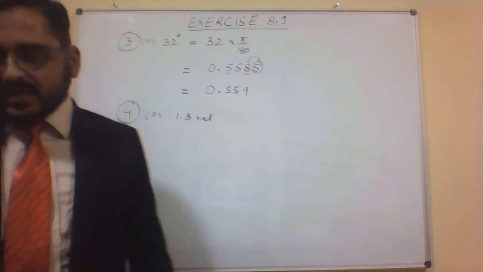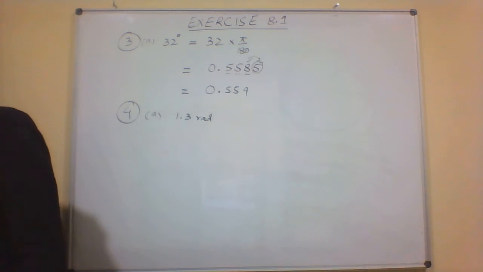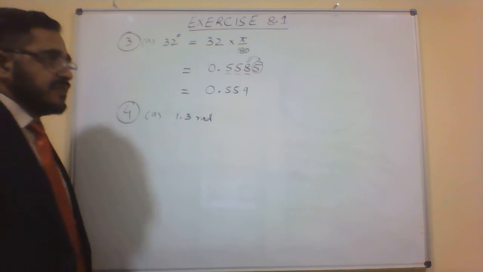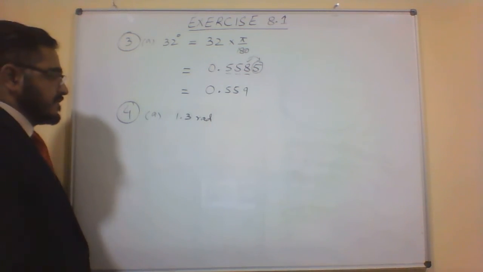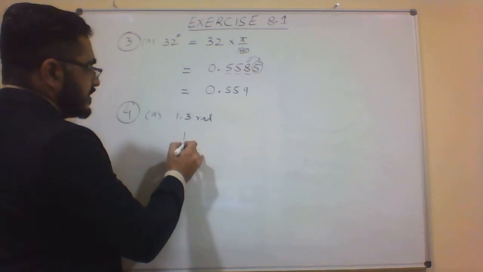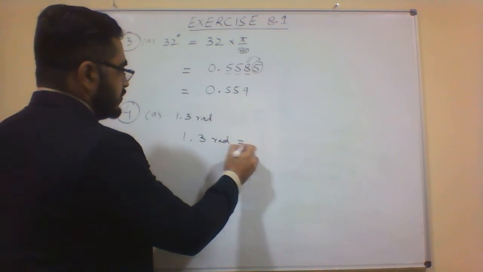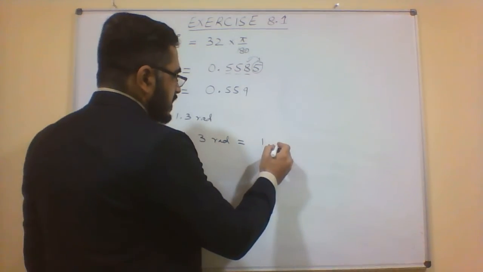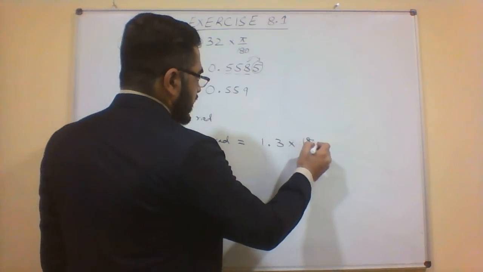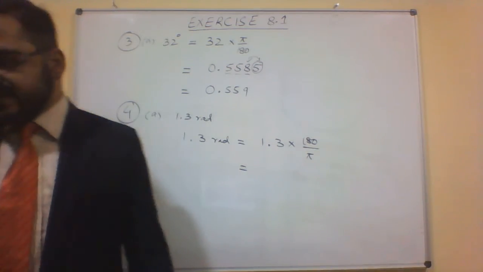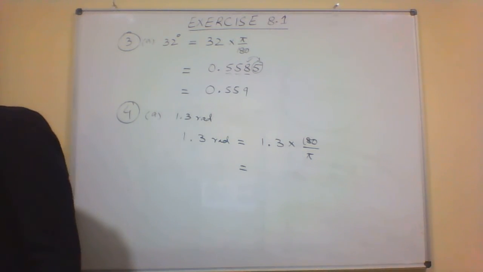Now in the next question, question number 4, write each of these angles in degree correct to 1 decimal place. First we have to convert into degree and then we'll write to 1 decimal place. This is 1.3 radian. 1.3 radian we will convert into degree. Then that will be 1.3 into 180 divided by pi. 1.3 into 180 divided by pi will be equal to 74.484.